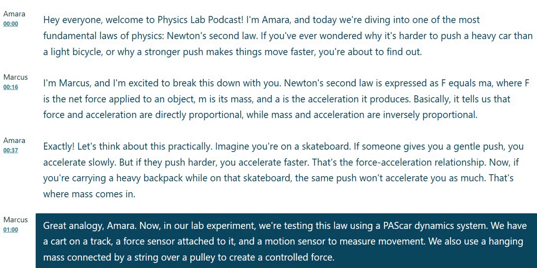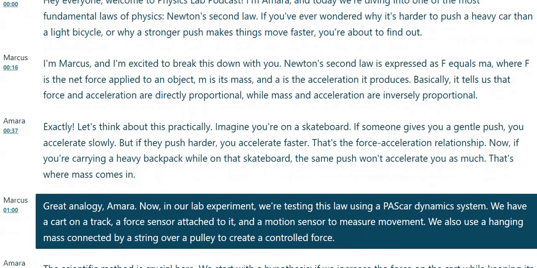Great analogy, Amara. Now, in our lab experiment, we're testing this law using a PAS car dynamics system. We have a cart on a track, a force sensor attached to it, and a motion sensor to measure movement. We also use a hanging mass connected by a string over a pulley to create a controlled force.